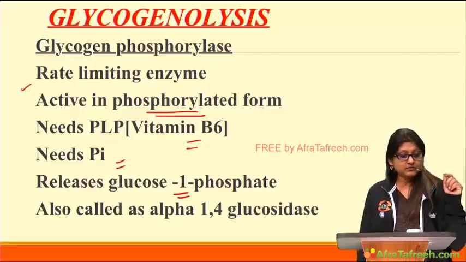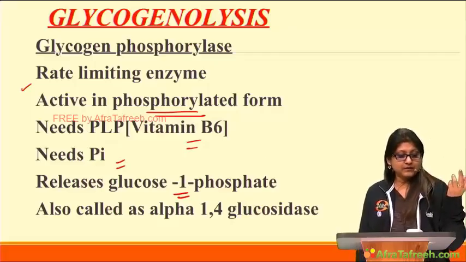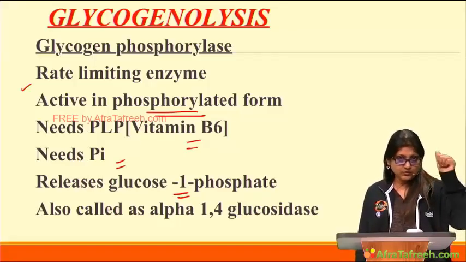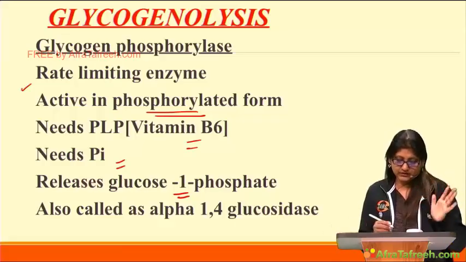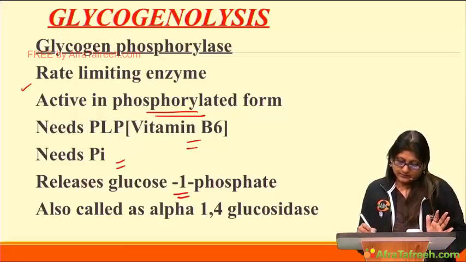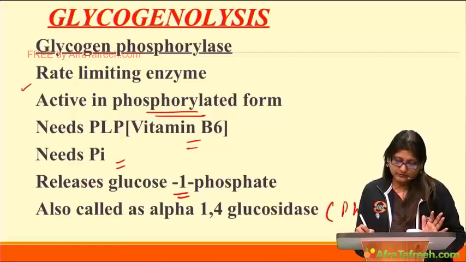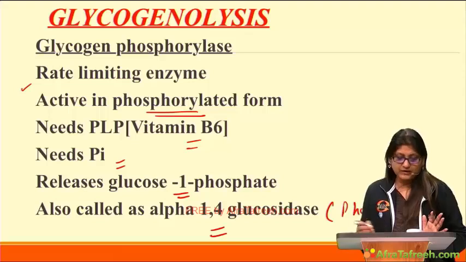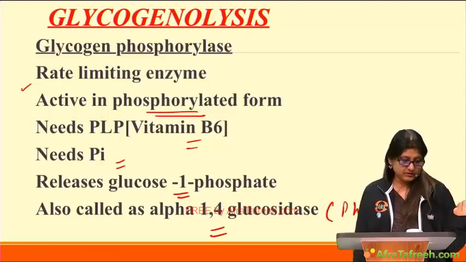Many times they ask you; the examiner thinks that you'll get confused and you'll say it is glucose 6-phosphate which is coming from glycogen. No, the phosphorylase action is going to release only glucose 1-phosphate. And glycogen phosphorylase is also known as a 1,4-glycosidase enzyme because it is cutting the 1,4-glycosidic bond.